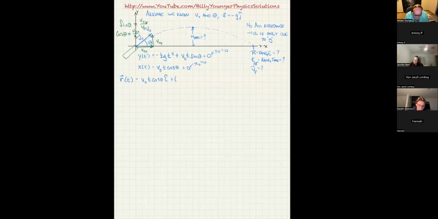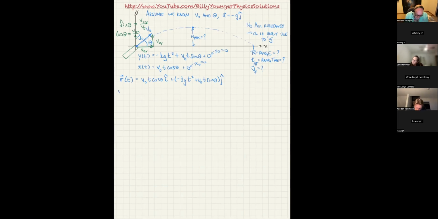Plus, in parentheses, minus 1/2 gt squared plus v0t sine theta, and all that multiplied by j hat. So that's actually your position vector. Notice if you just figure out what v0t cosine theta is, multiply that by i hat, then that's going to tell you how far to the right of the origin the particle is at that particular time. And similarly, if you do the same thing with the part in front of j, that's going to tell you how high up it is.